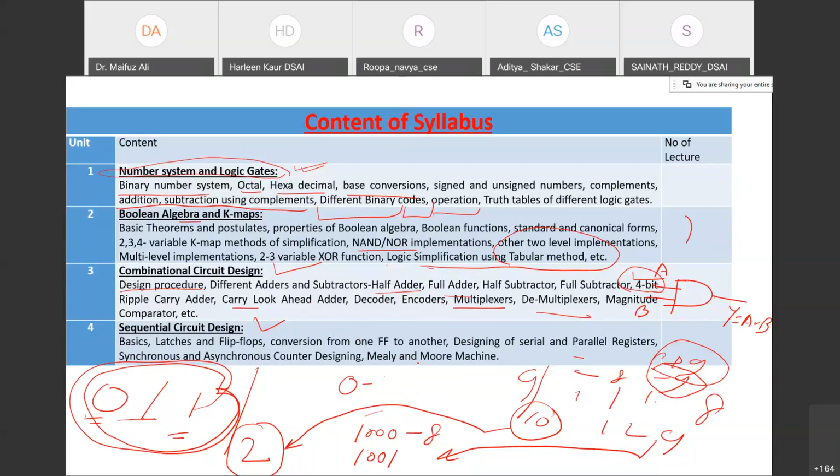Then the counter. How to count? Count means clock pulse, and some operations using this, mainly on machines. We can discuss this counter also, and some logical and mathematical operations.